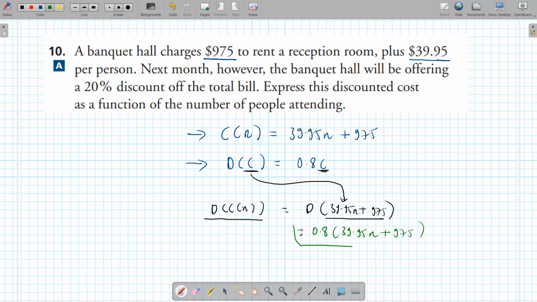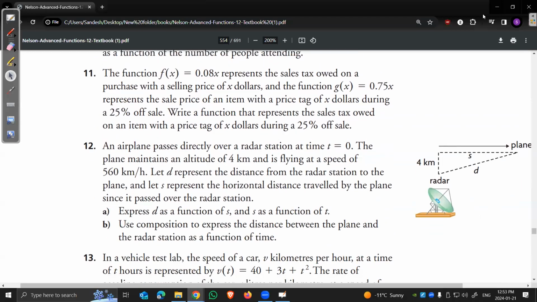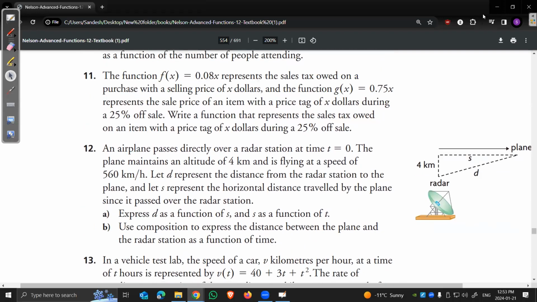There we go. And this expression gives you the discounted cost depending on how many people attended. It's just linear functions, 3 equations, one and done. If you're comfortable with this last thing that we just did, replacing what you have here with this bracket, then you're set. This next question is very similar.